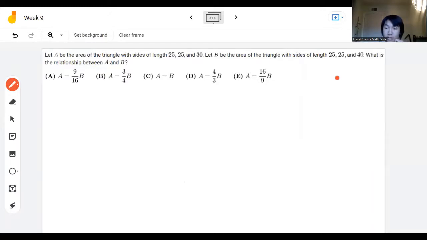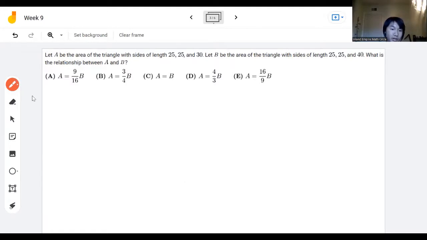Okay, so now let's go over this one. This is a little bit of a harder question. I think this is probably after question 15. All right, so let A be the area of triangle with sides of length 25, 25, and 30. And let B be the area of the triangle with sides of length 25, 25, and 40. So what's the relationship between A and B? So A is the area and B is also the area.